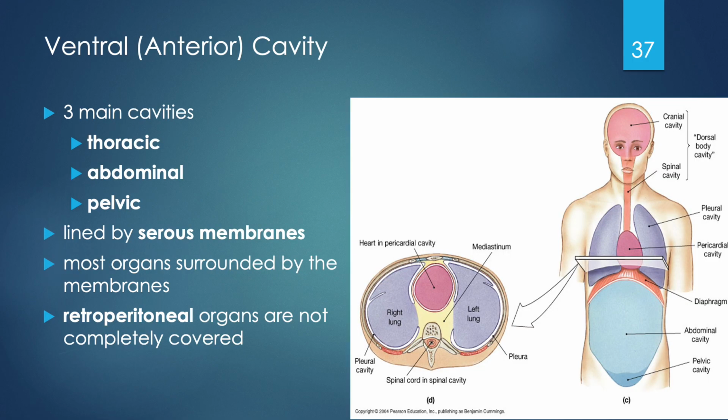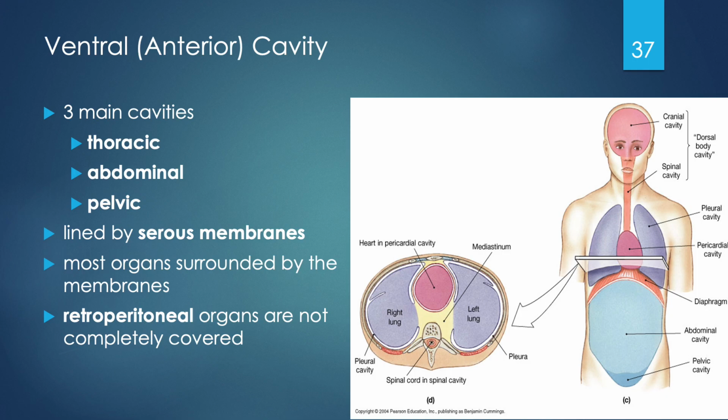In the anterior or ventral cavity, we have three main subdivisions or cavities within the main ventral cavity. So the ventral cavity is everything on your front, okay? The three main cavities in the anterior ventral cavity are your thoracic, which is up by your lungs, in your chest, abdominal, and pelvic, okay? And these are all lined by serous membranes, and most organs are surrounded by these membranes too.